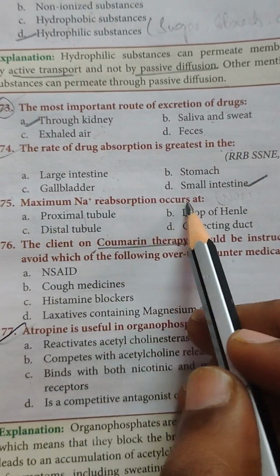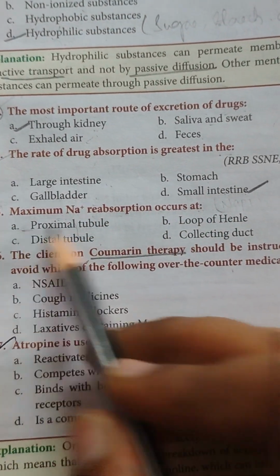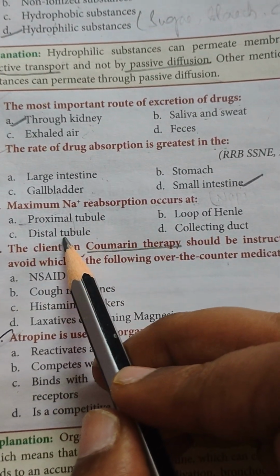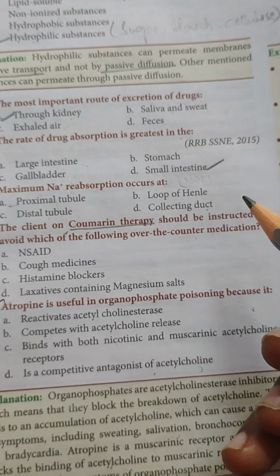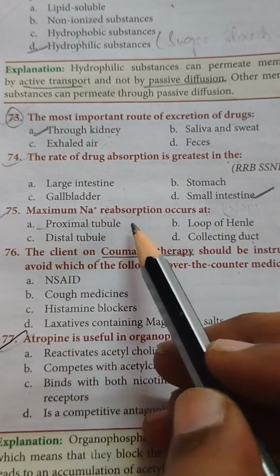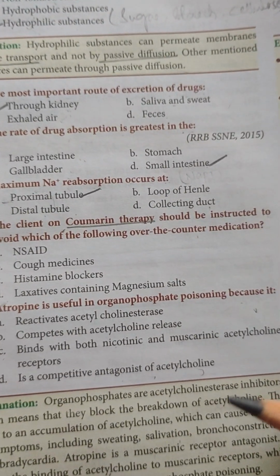The next one. Maximum sodium reabsorption occurs at proximal tubule, loop of Henle, distal tubule, collecting duct. And the answer is proximal tubule.